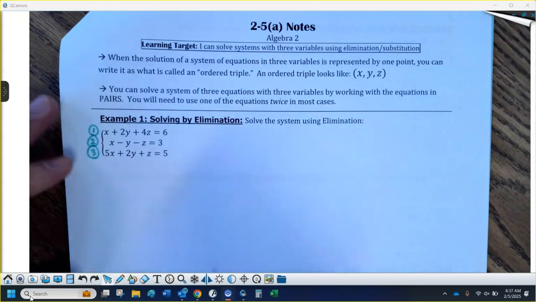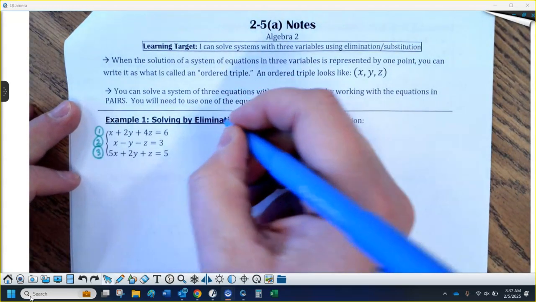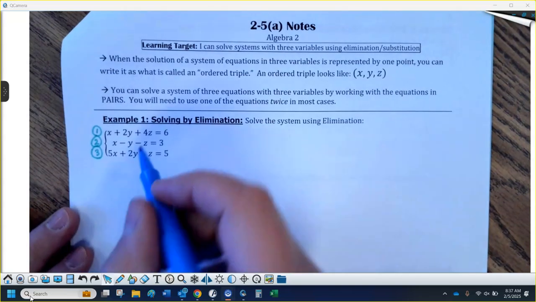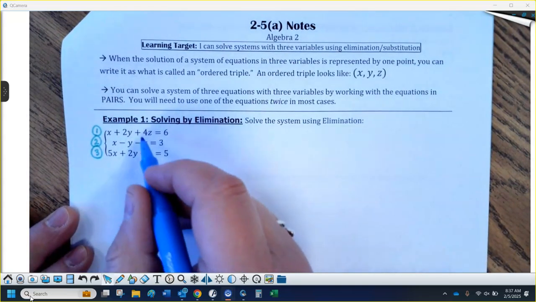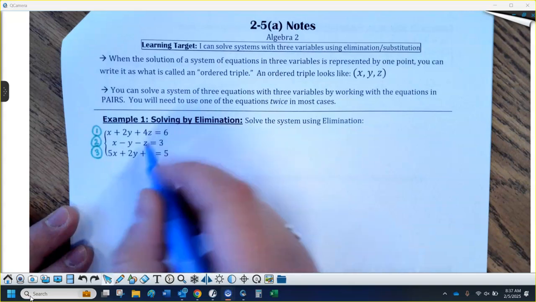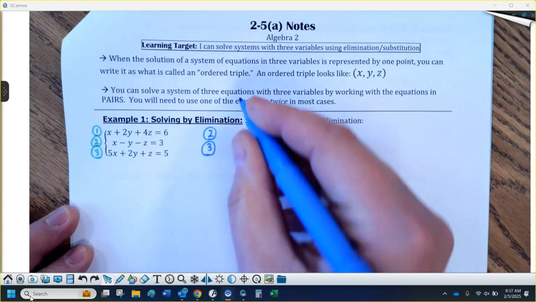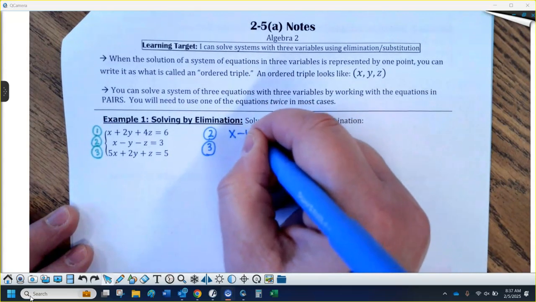Okay, why'd you pick those? Just because there's no number. Exactly. If you want to work with the z, let's say we're going to tackle that first. I don't even have to do anything to eliminate the z. If I use the second, I'm just going to copy the second and third equation. I'm not going to do anything to either one of them. I'm just going to copy it to the side here.